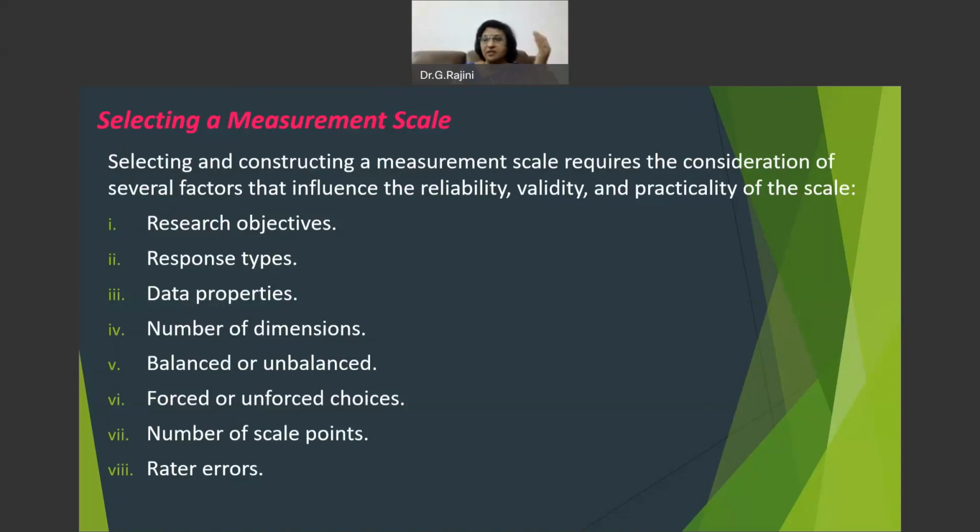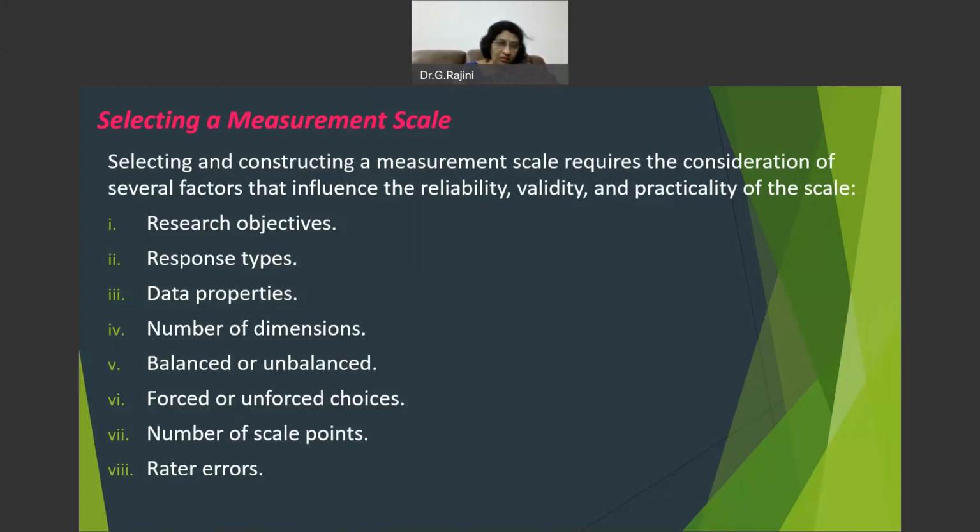Supposing 10-point scales and 7-point scales, normally we don't use them in the Indian context. We go in for either a 3-point scale, or many times we go in for a 5-point scale. Okay, so the first and foremost thing we need to keep in mind when you select a measurement scale is the objectives, the research objectives, the response type, the data property, the number of dimensions you are trying to measure. So if you go in for multidimensional scaling, then we need to look into the number of dimensions.